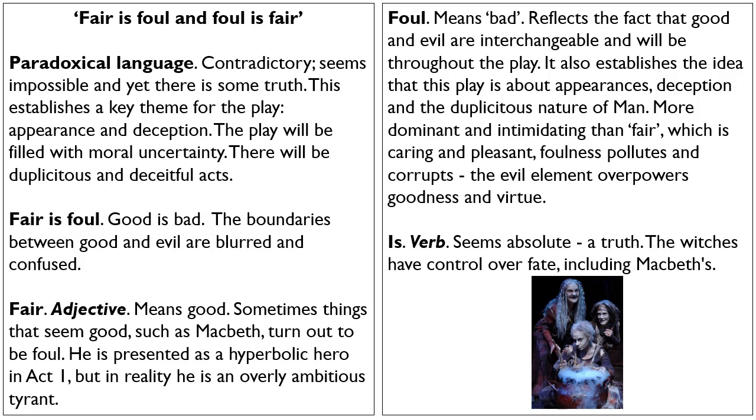We know that obviously in reality he's an overly ambitious tyrant, and so a man that seems to be good is in actual fact foul, which obviously means bad. And this also reflects that good and evil are interchangeable. They're going to be difficult to see in the play. Things which are evil or good might be the other way around. And so this play is about human beings, about mankind, and about how we can't always trust their appearances, and the duplicitous, the two-sided nature of mankind.